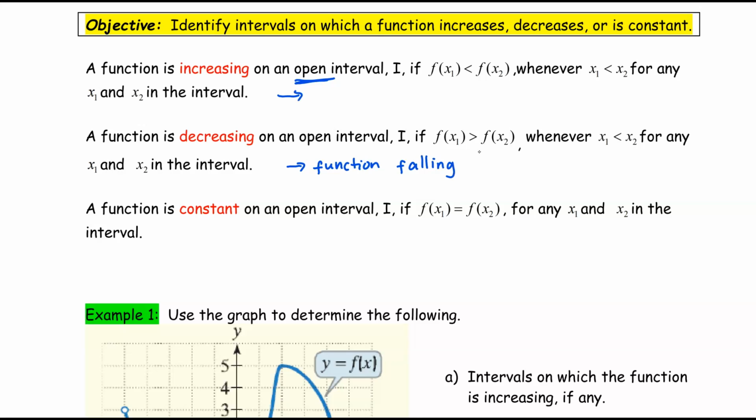And then for increasing, the function is rising. And then a function is constant on an open interval if f of x sub 1 is equal to f of x sub 2 whenever x sub 1 and x sub 2 are in the interval. Now, in other words, if you look at the graph, a function is constant on an open interval if the function has no change. Okay, so we'll have no change here.